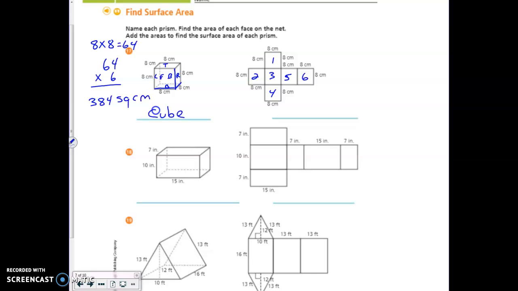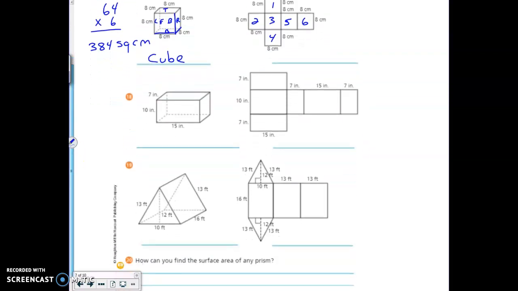And again, the key part is the label. We are not dealing with cubic anything, guys. We are dealing with square area, because even though it is a three-dimensional shape, we are looking at how much area, how much surface is exposed to the outside, just the two-dimensional faces of these shapes. All right. Relatively easy one to start out with.